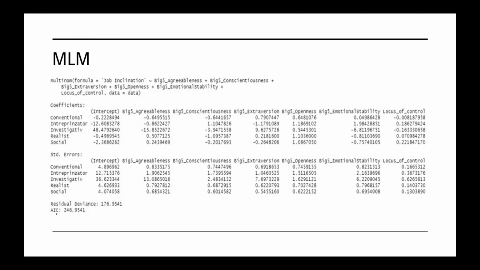If we want to interpret this, for example, for the first row, the log of P conventional over P artistic, which is taken as the baseline, equals minus 0.2284 minus 0.6495 times Big 5 agreeableness, and so on until the row is finished. The residual deviance is 176.95 and the AIC is 246.95.